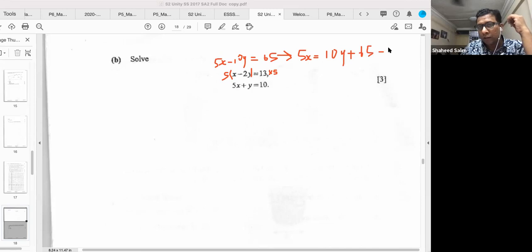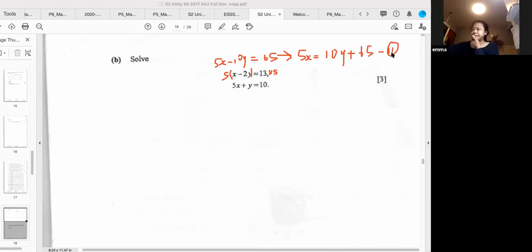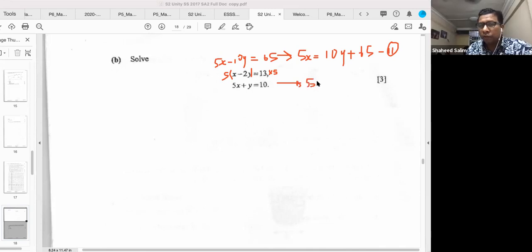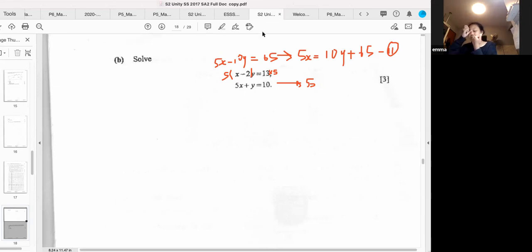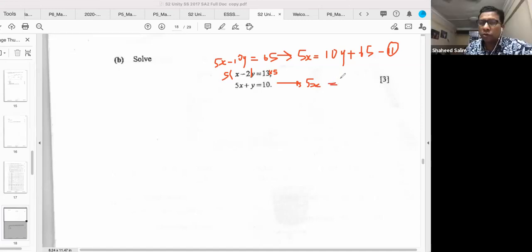This is equation 1. Then equation 2, same thing. You leave the 5x here, you bring the y over that side, equals to 10 minus y. Right? So you can put like that, substitute 1 into 2 or whatever.